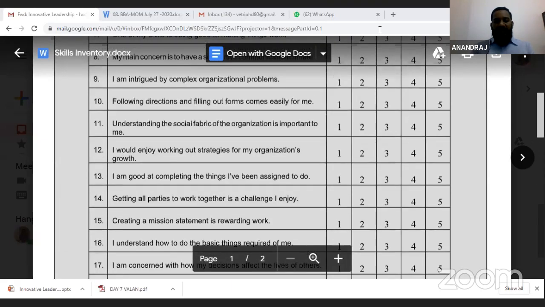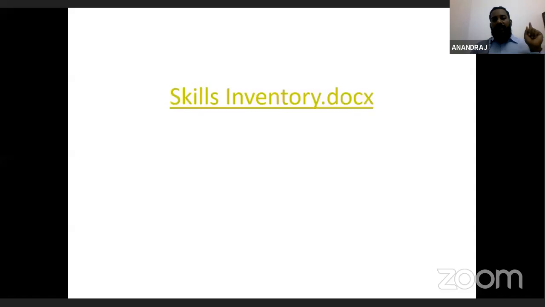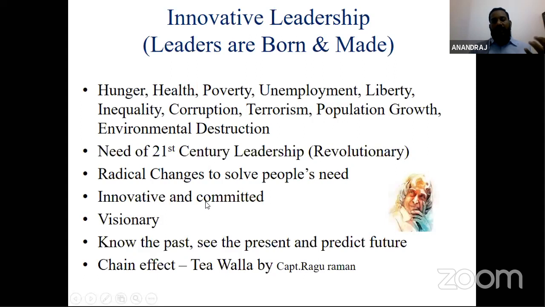Moving to the next slide, we are now into the main area of innovative leadership. Initially, the leader should have traits, and they also need to have skills. When they have both, they become innovative leaders. Leaders are born and made. Innovative leaders are both.